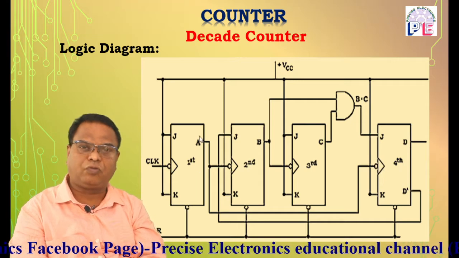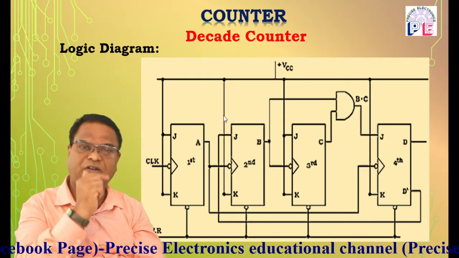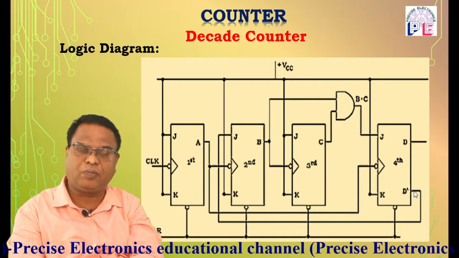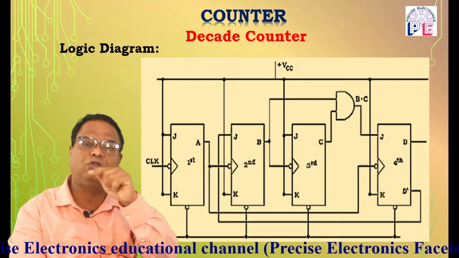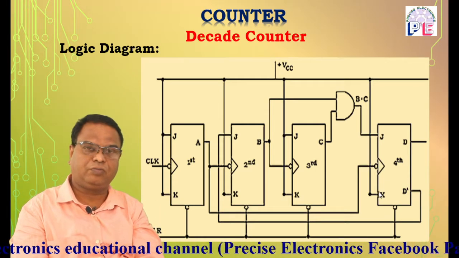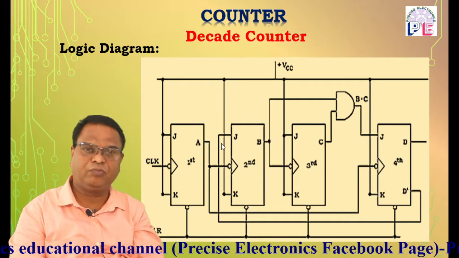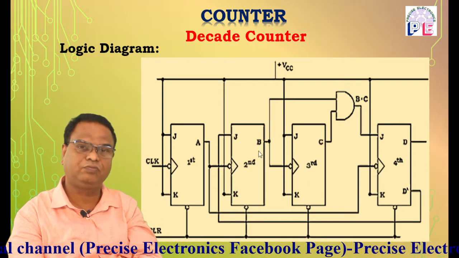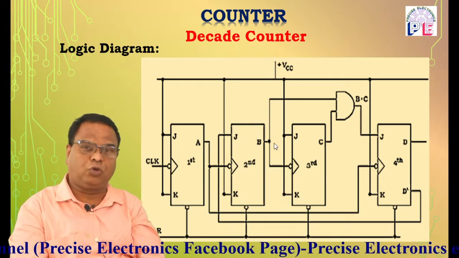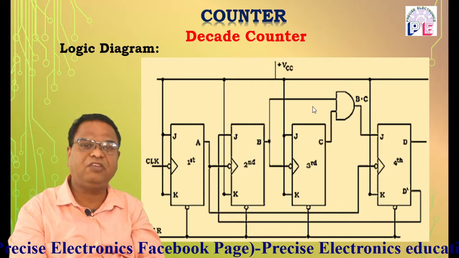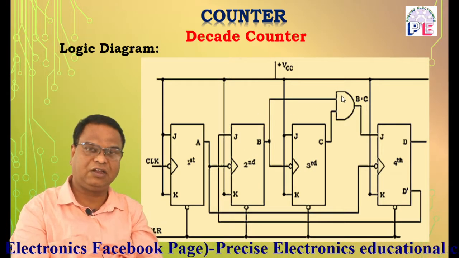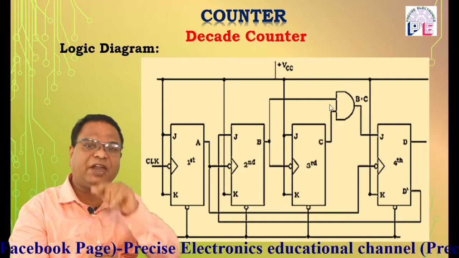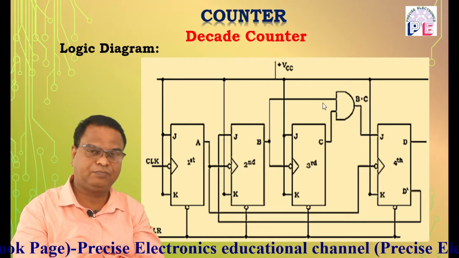For the B flip-flop, K is connected to plus VCC, but the J input is connected to the complement of the last flip-flop, that is the fourth flip-flop. That is, D complement is connected to the J input of the second flip-flop. The output of the second flip-flop, that is B, drives the clock input of the third flip-flop, that is the C flip-flop. The same output, the output of the second flip-flop B, is also connected to the AND gate. In this case, a 2-input AND gate is used. So the output of the B flip-flop is connected as one input of the AND gate.